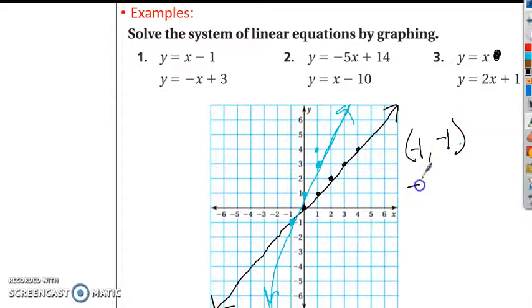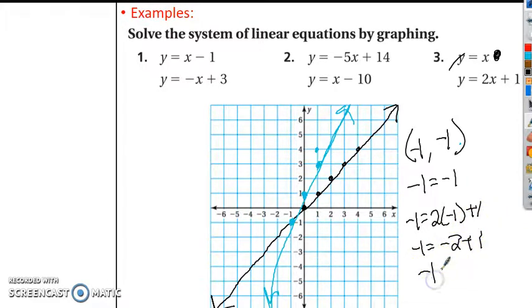Let's check it. Does negative 1 equal negative 1 for the first equation? Yes. Does negative 1 equal 2 times negative 1 plus 1? Negative 1 equals negative 2 plus 1. Negative 2 plus 1, does negative 1 equal negative 1? Yes. Good to go. We did it right.